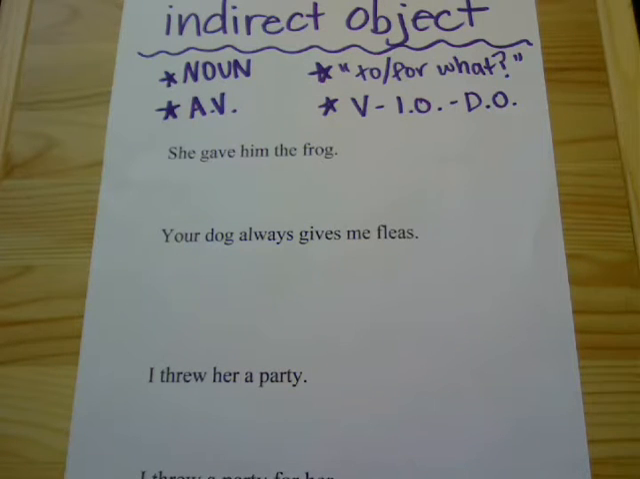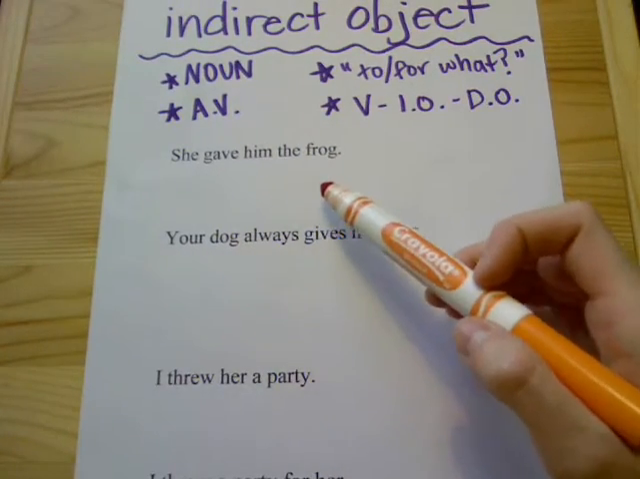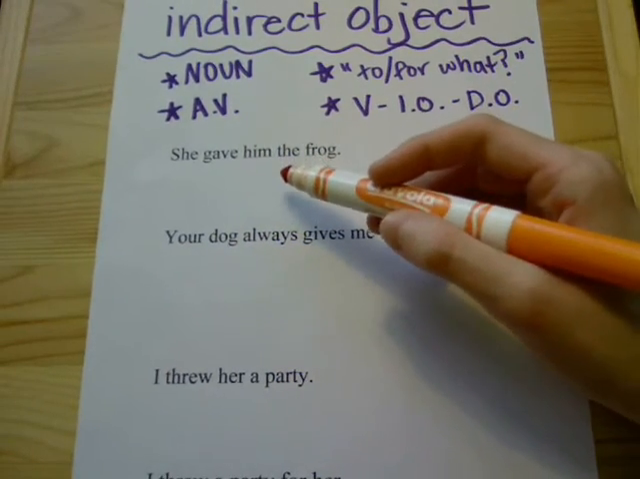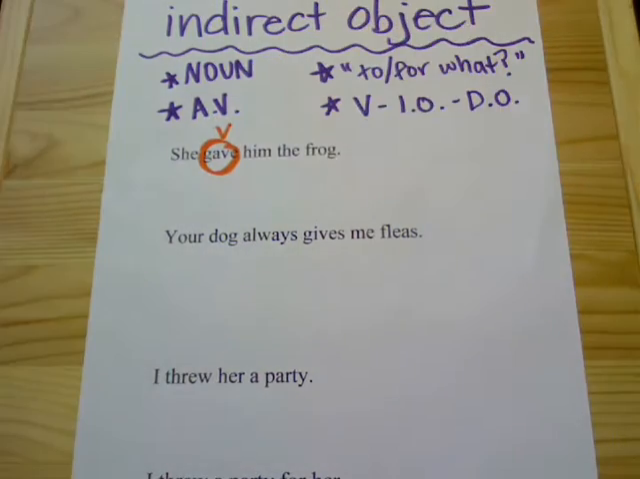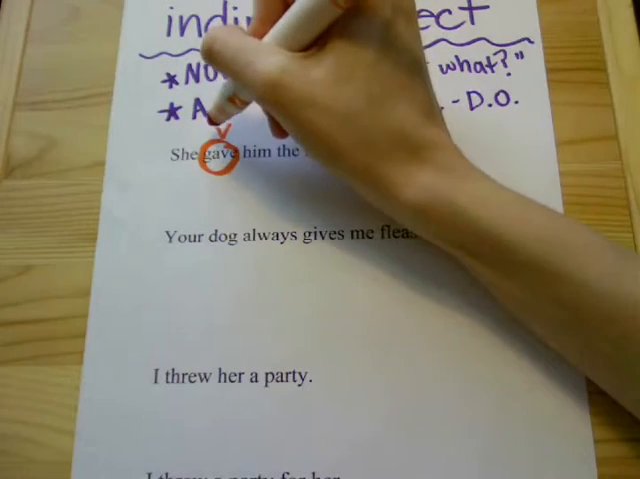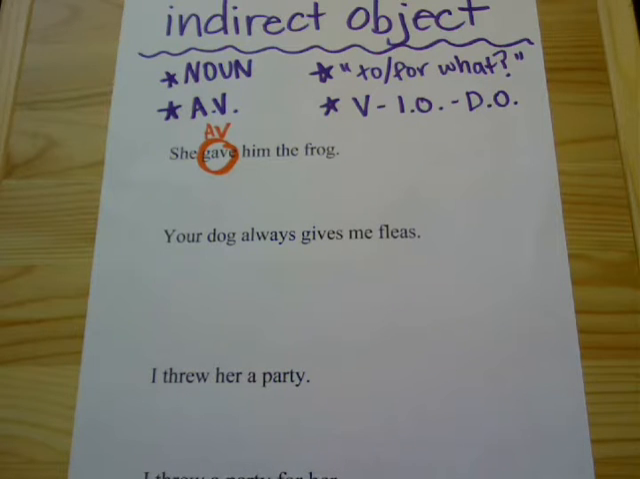Let's take a look at our sentences. Just like we did with direct object, we're going to start by circling our verb. She gave him the frog. How romantic. Our verb here is gave, so I'm going to circle that. Linking verb or action verb? Here we have an action verb, so we can assume we're going to have a direct object and or an indirect object.